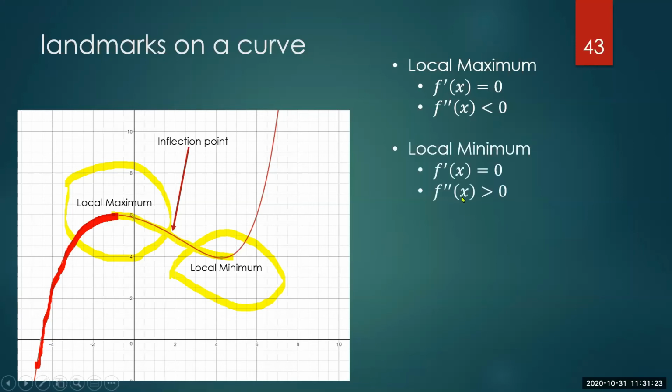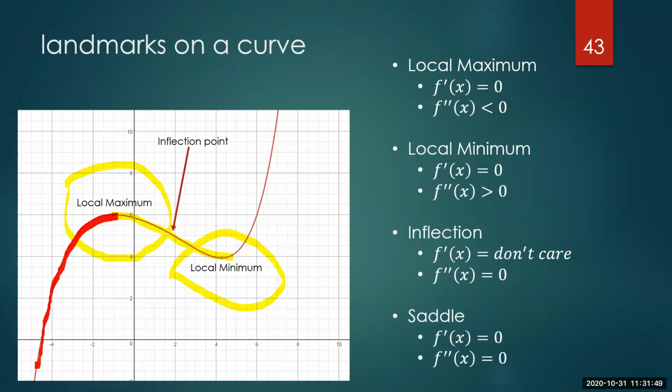Okay, so at a local minimum point, using similar logic, f dash of x is equal to 0, but f double dash of x is greater than 0. And at the point of inflection, we don't care what f dash of x is, but we know that f double dash of x is equal to 0. And finally, you can have a saddle point, which is a special case of the inflection point where f dash of x is equal to 0 and f double dash of x is also equal to 0. And you might want to make a note of those, and we'll move forward then.